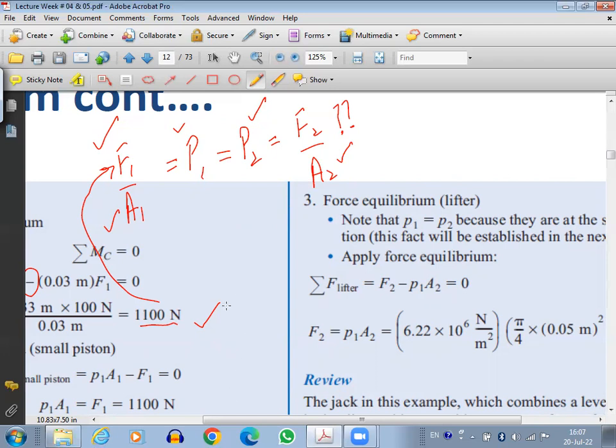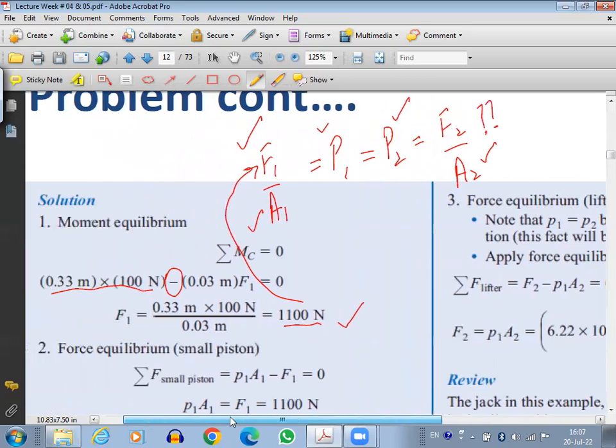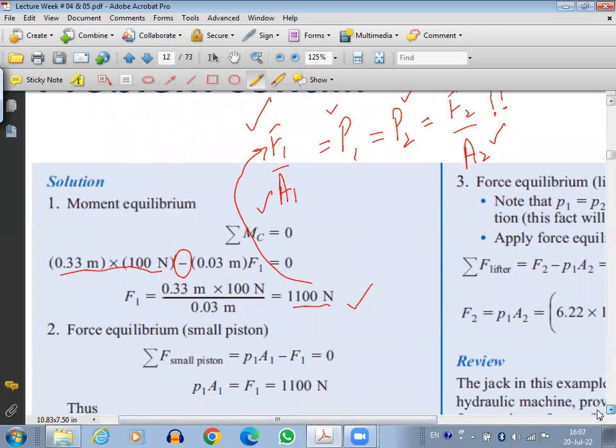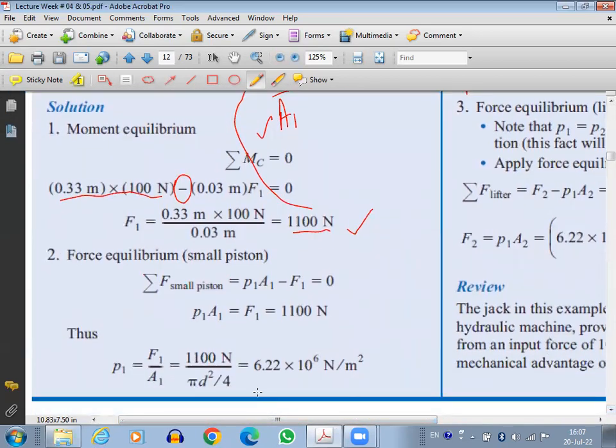What's the value of P1? You can see here it's 1100. 1100 was the force divided by pi d square by 4, and the diameter was, I think, 1.5 centimeter. So you can convert it into meter. Okay, so this will be the diameter. So pi d square by 4. If you just substitute the values, you're going to get 6.22 times 10 power 6 Newton per meter square.